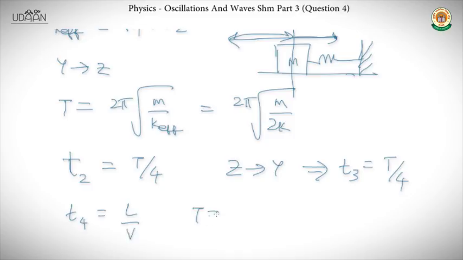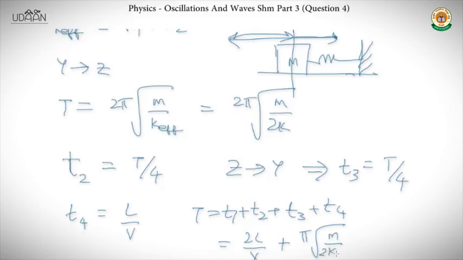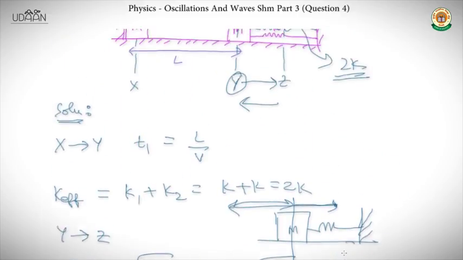So your total time is T1 plus T2 plus T3 plus T4, which you get as 2L by V plus pi under root M by 2K. Alright, and there you have it, guys. We've solved a very, very complicated looking problem in a very simple manner.